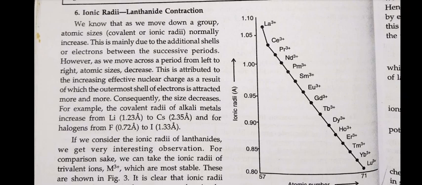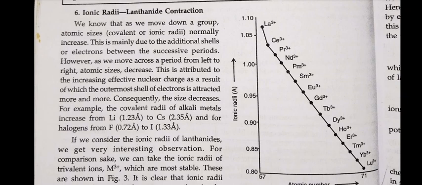6. Ionic radii, lanthanide contraction. We know that as we move down the group, atomic size, covalent or ionic radii normally increase. This is mainly due to the additional shells of electrons between the successive periods. However, as we move across a period from left to right, atomic size decreases.